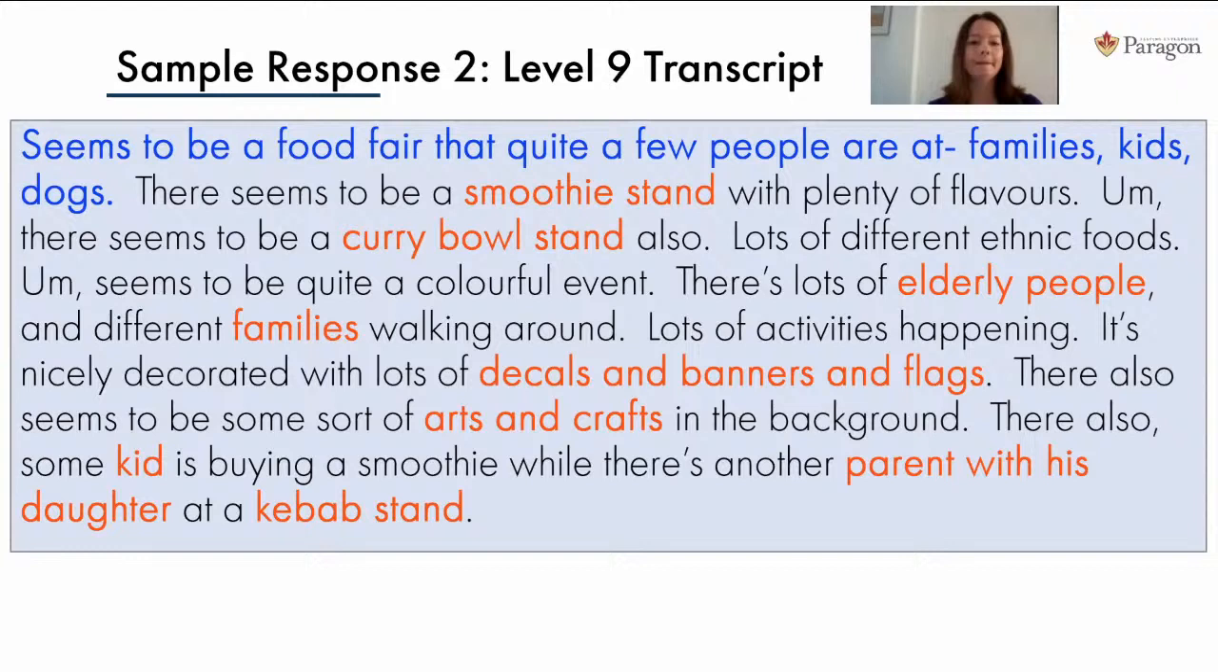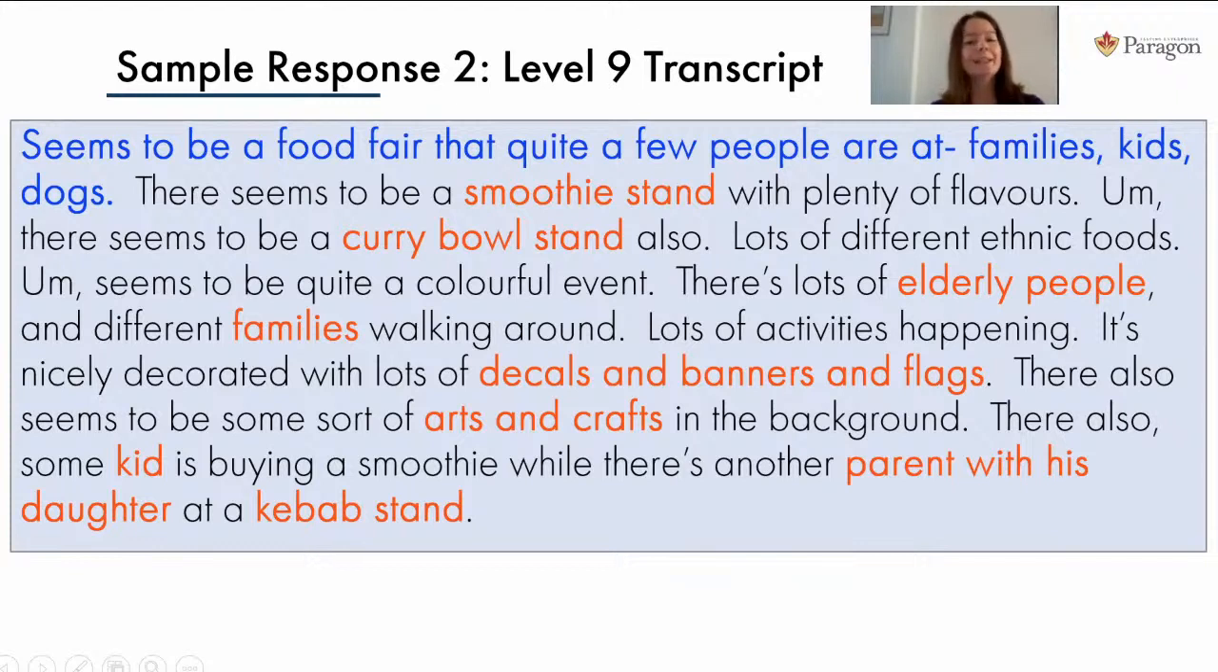So there we go. We also have a variety of objects and people mentioned. So these are the orange words. He certainly introduces the smoothie stand, the curry bowl stand, elderly people and families. He mentions the decals, the banners, and the flags, arts and crafts, a kid and a parent with the daughter at the kebab stand. So there's still quite a bit of specific people mentioned, which is good.